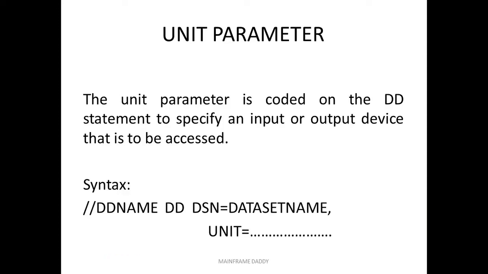So the first one is the unit parameter. The unit parameter is coded on the DD statement to specify an input or output device that is to be accessed. So here is the syntax: ddname DD, DSN equal to dataset name, UNIT equal to, which will specify the unit details.